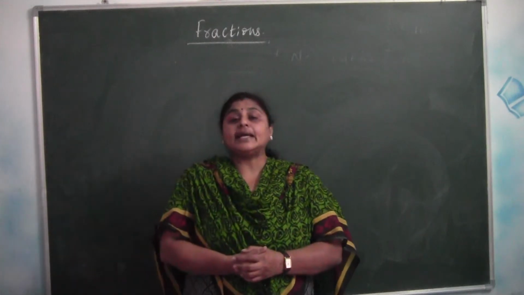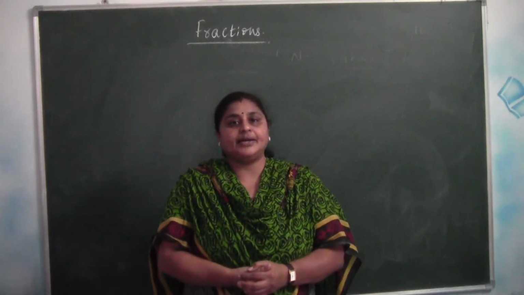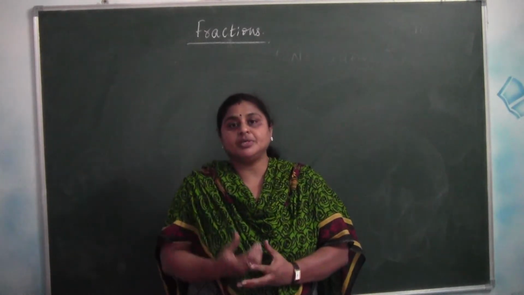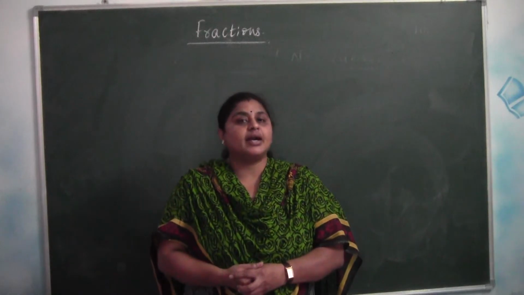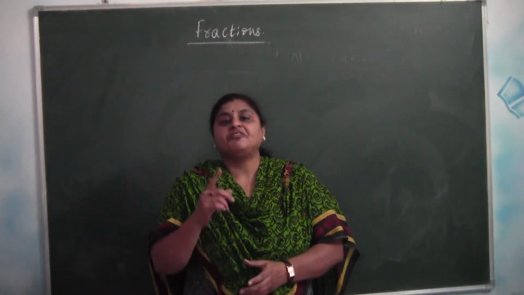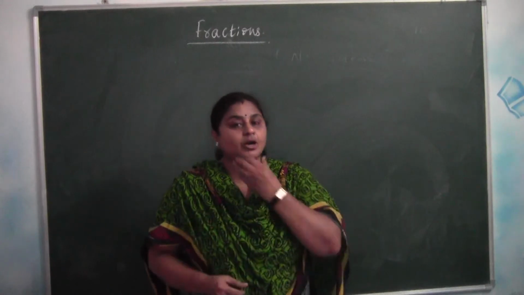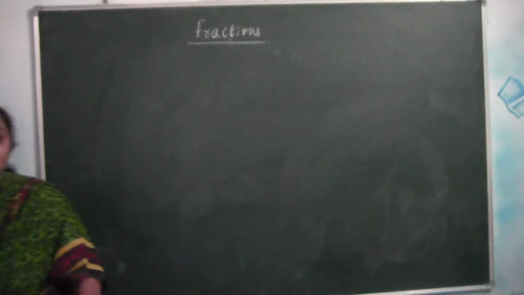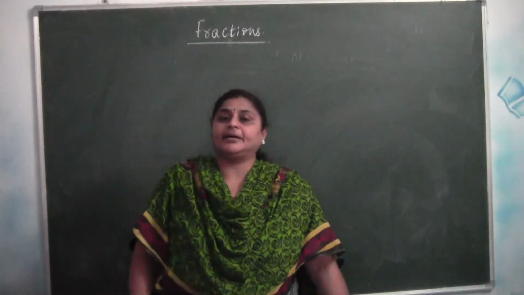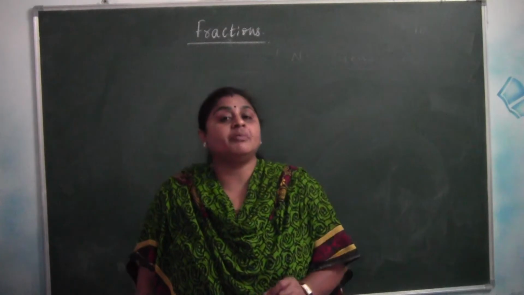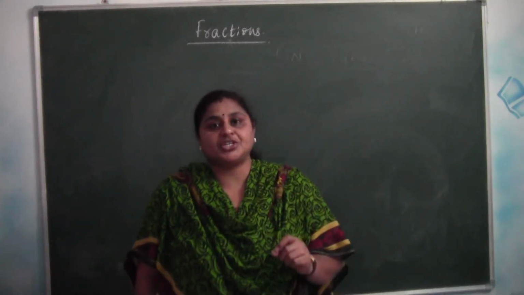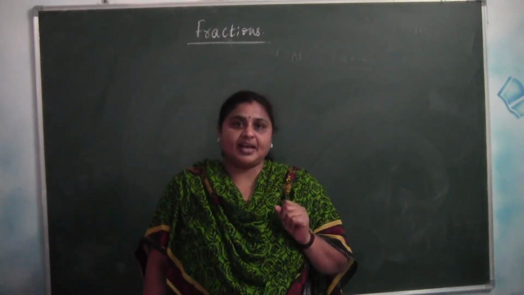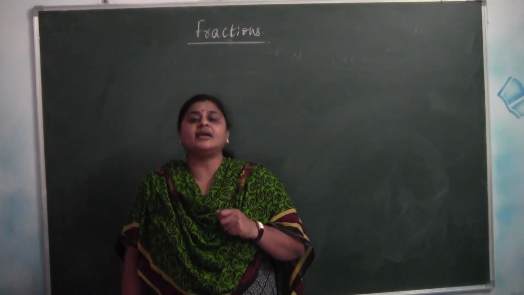Now today we are going to continue with further concepts, and we are going to learn about like and unlike fractions. As I have said, we already learned what like and unlike fractions are. Fractions with the same denominator are called like fractions. Fractions with different denominators are called unlike fractions. So what are like fractions, children? Fractions with the same denominator. And fractions with different denominators are called unlike fractions.